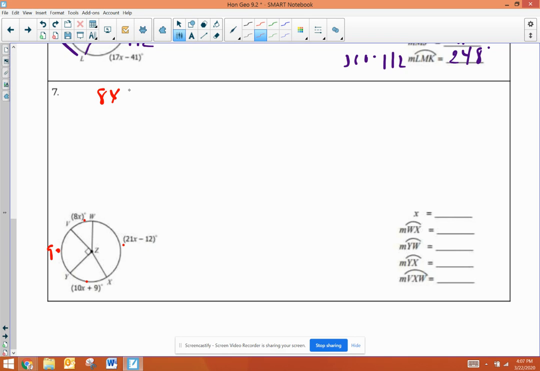So 8x plus 21x minus 12 plus 10x plus 9. Don't forget the 90-degree angle there. Very important. Equals 360, equals the total. So now I'm going to add all of my coefficients up to get 39x. Now I have 90 minus 12 plus 9, 87.